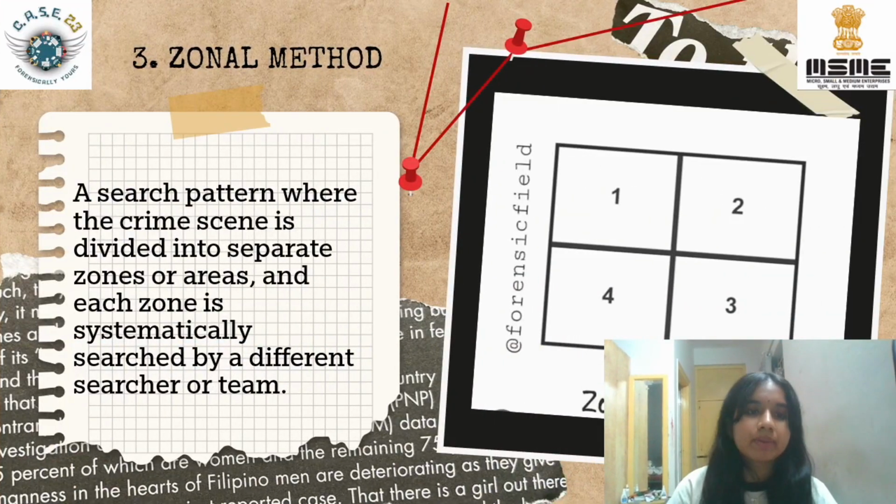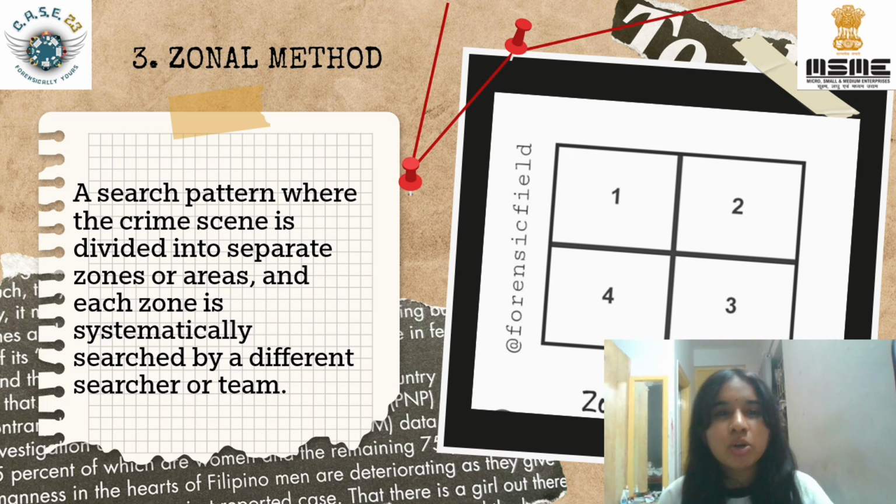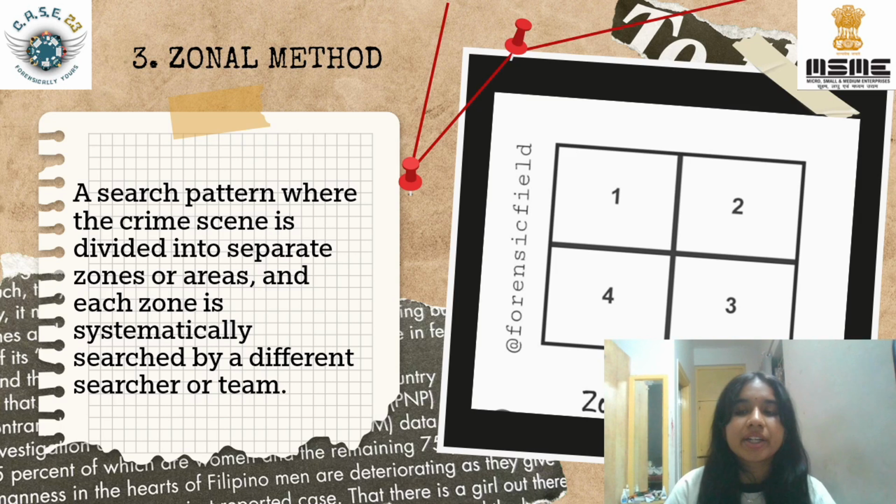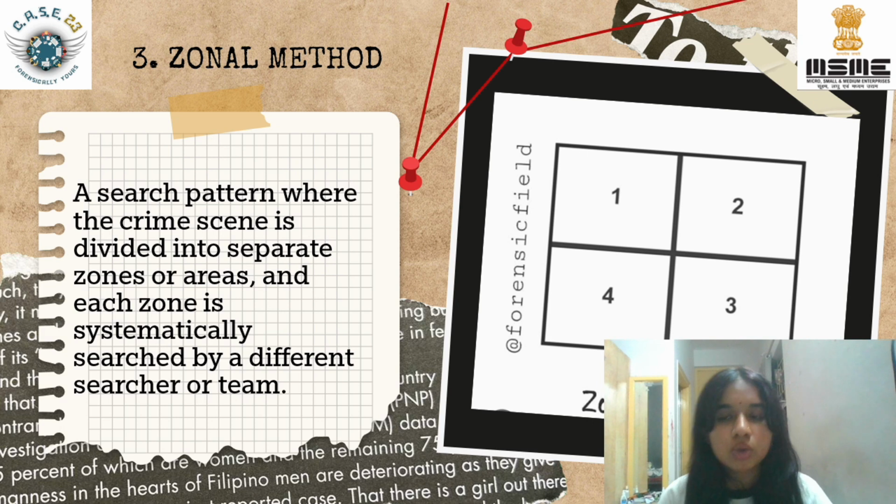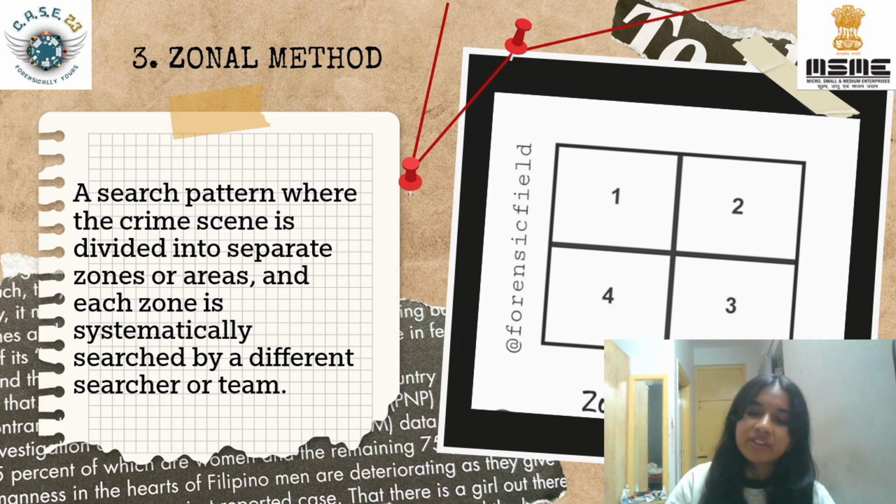So the next method that we will be considering is the zonal method. A zone simply translates to a quadrant, so the zonal method is also called the quadrant method, and it involves usage of one or more different search patterns. It is a search pattern where the crime scene is divided into separate zones. Initially, the crime scene is divided into equal quadrants, 1, 2, 3, or 4 quadrants for that matter, into 4 separate zones or areas, and each zone is systematically searched by a different searcher or a team.